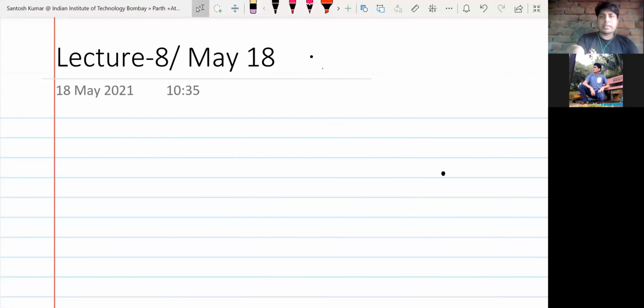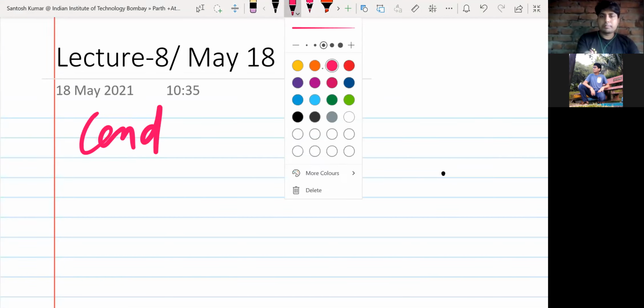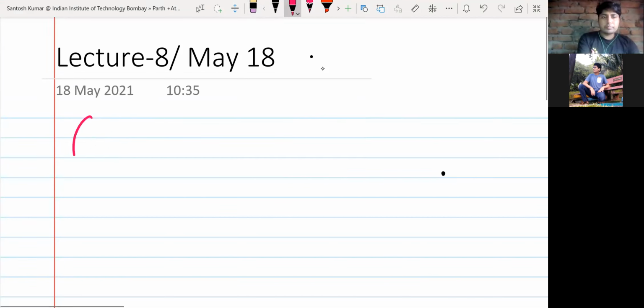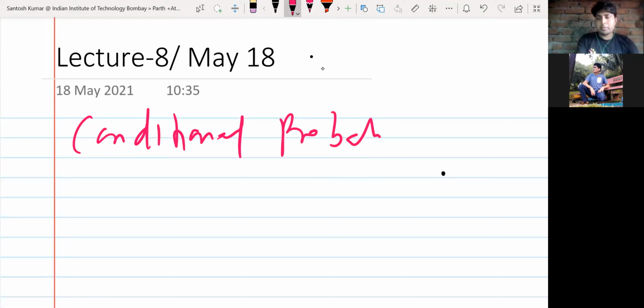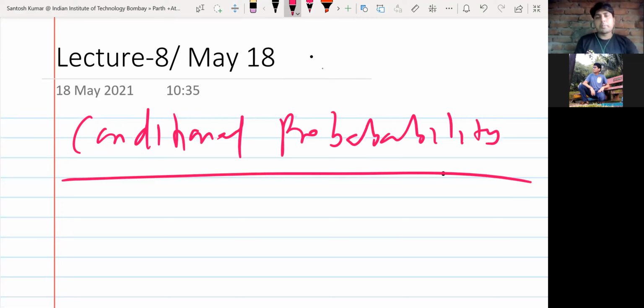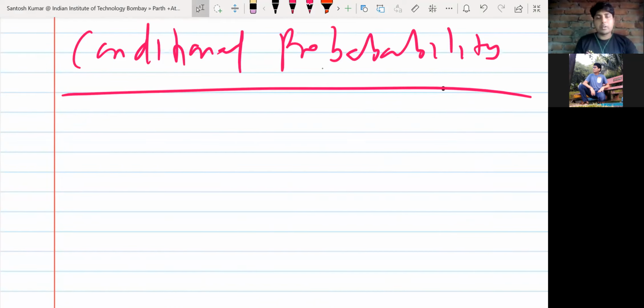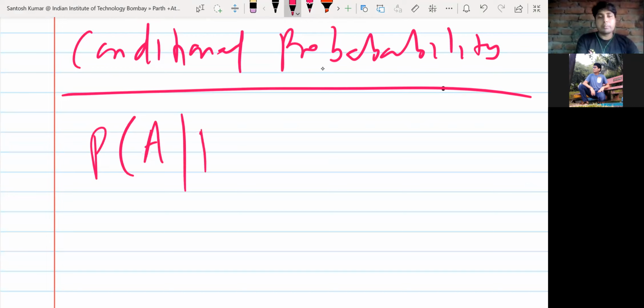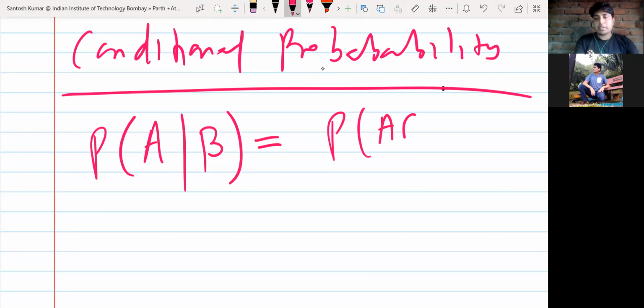Okay, so in the last class we started with conditional probability. So I will repeat conditional probability. A and B are any two events associated with the same experiment, or we call it associated with the same sample space S. Then the probability of occurrence of event A given that event B has already occurred is the probability of A intersection B upon probability of B.